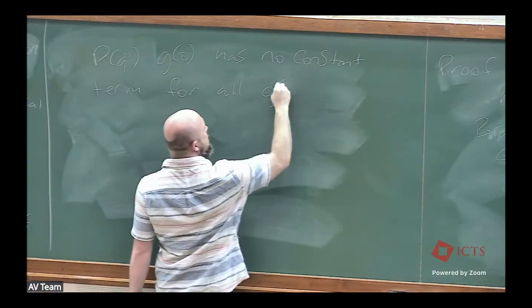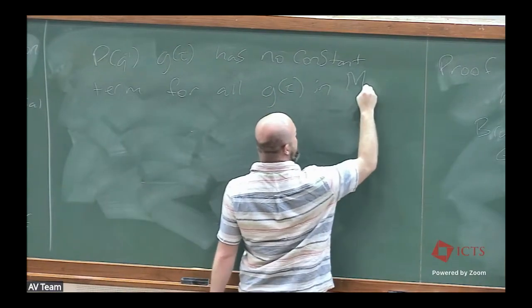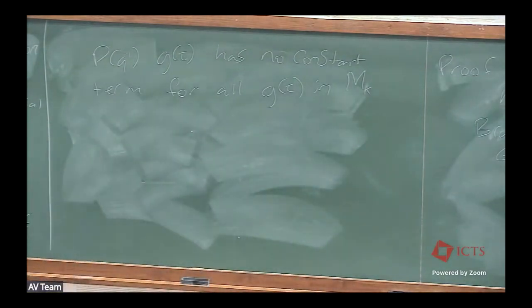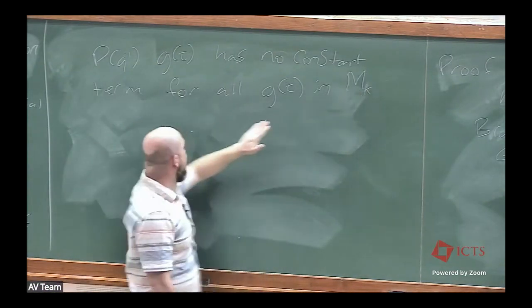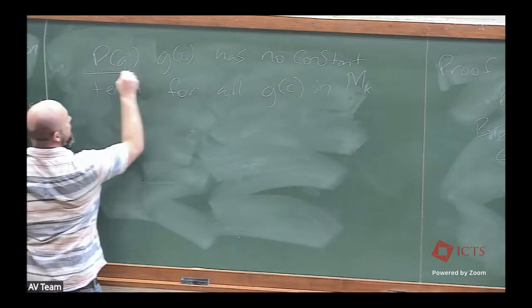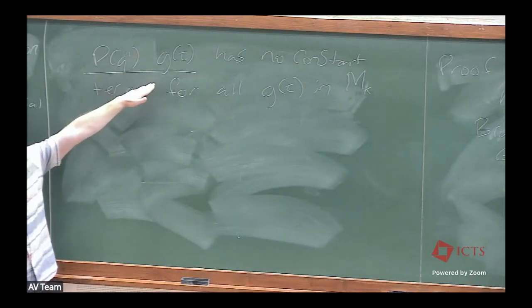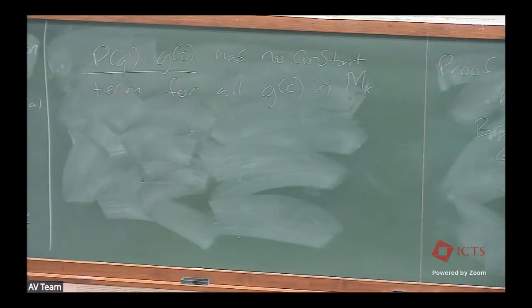for all G of tau in, let's see, we need holomorphic modular forms of weight K. So if we take some basis for these holomorphic modular forms, we look at this product against our proposed principal part, and that constant term needs to be 0 for every element in that basis. If it passes that test, then there is a weakly holomorphic modular form with that principal part. Does that make sense?